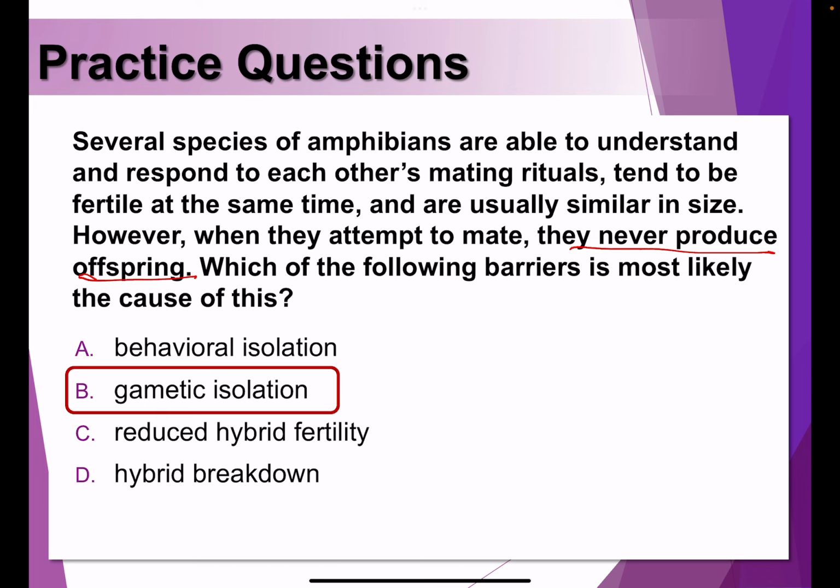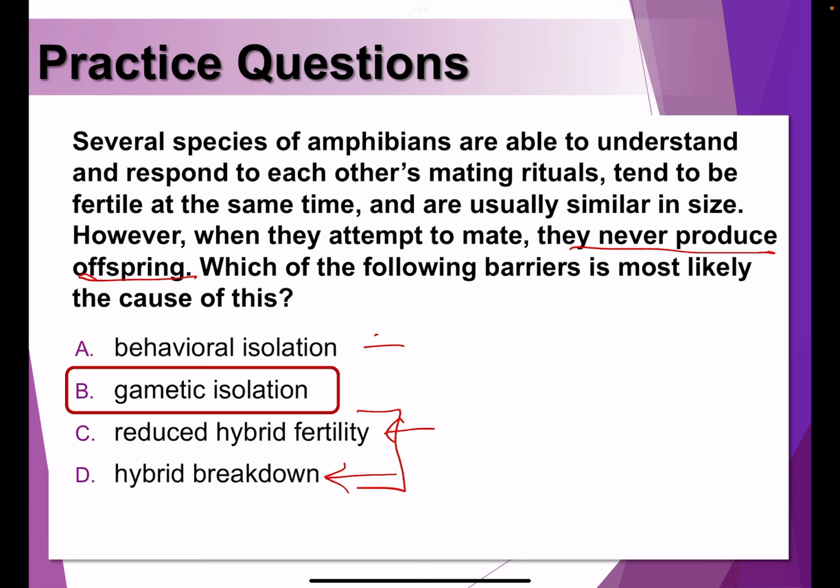Why is it not reduced hybrid viability or hybrid breakdown? Well, the whole point is that this problem says they never produce offspring. These two are based on the fact that these species can produce hybrids. In this case, it is not true. So these options are not the correct ones.